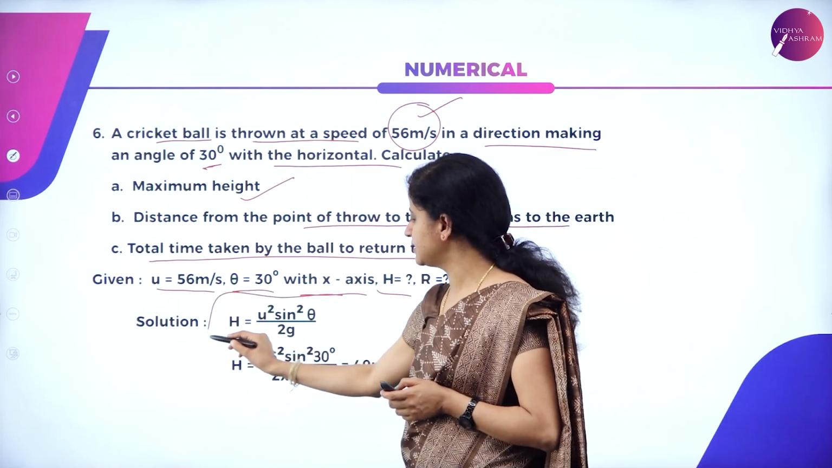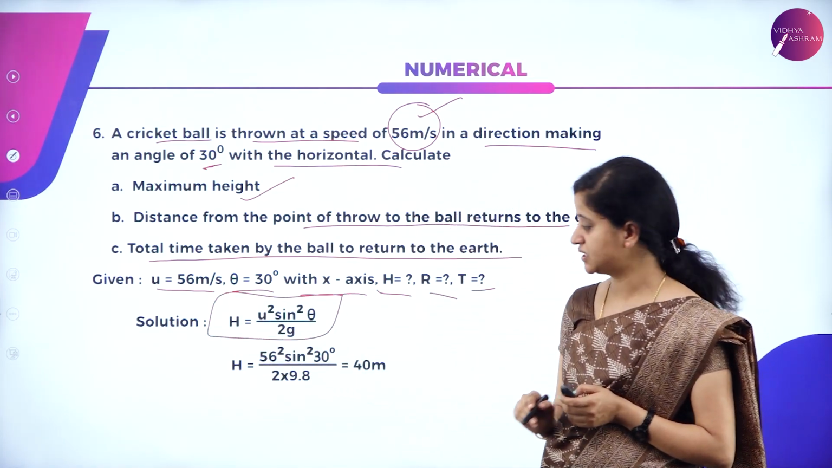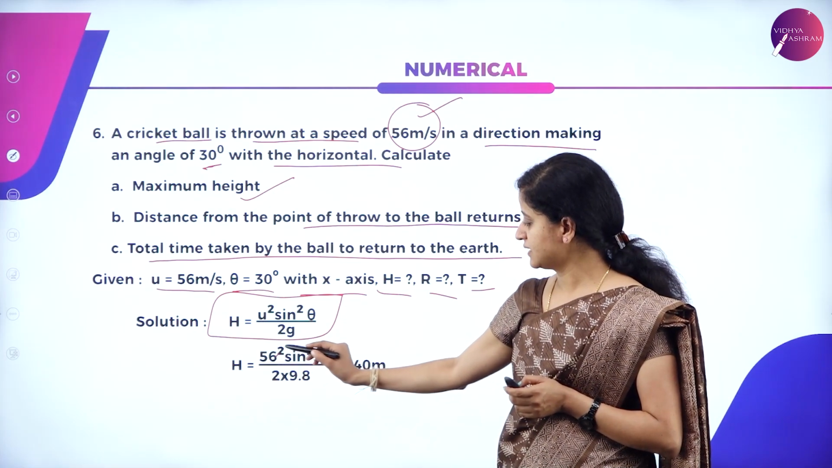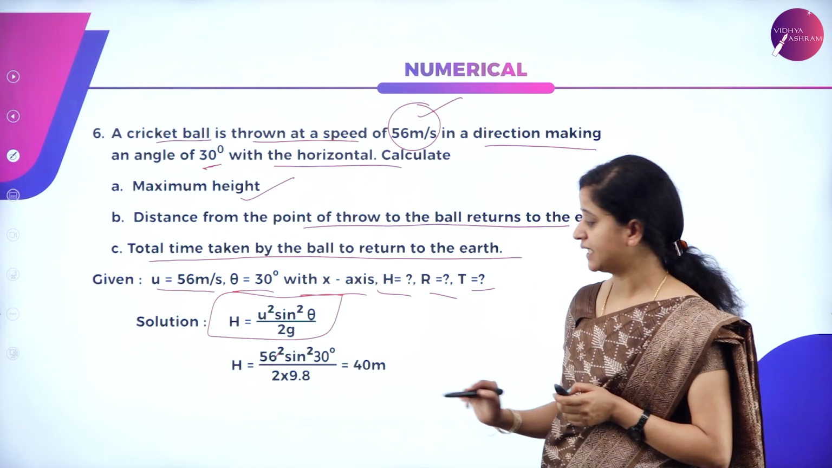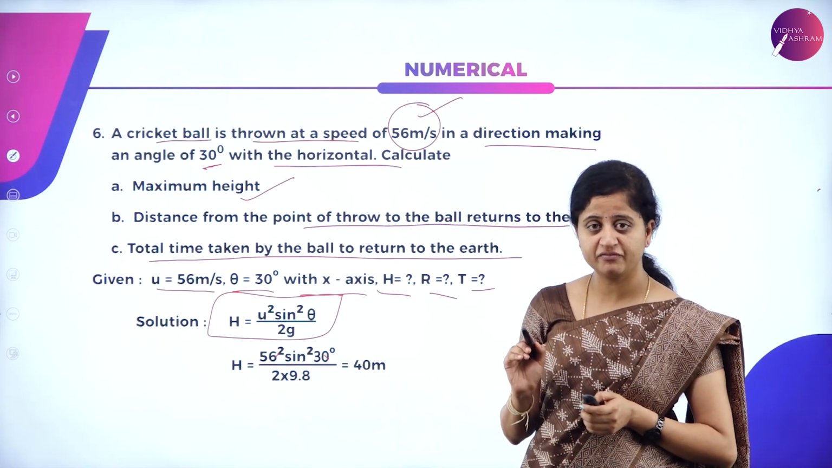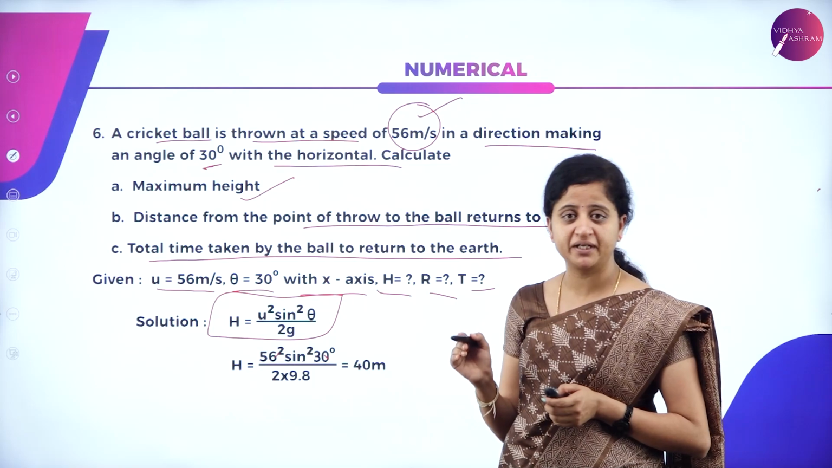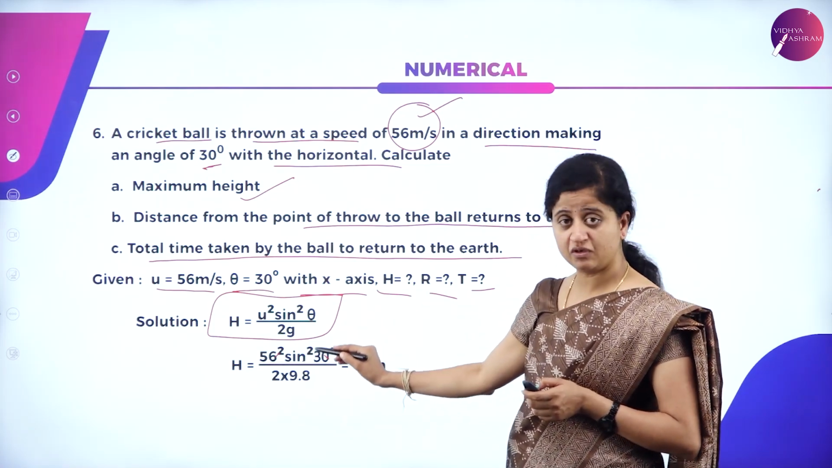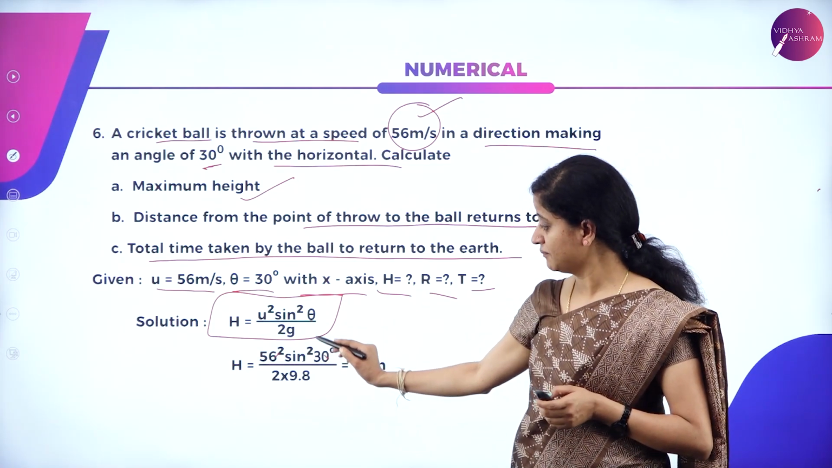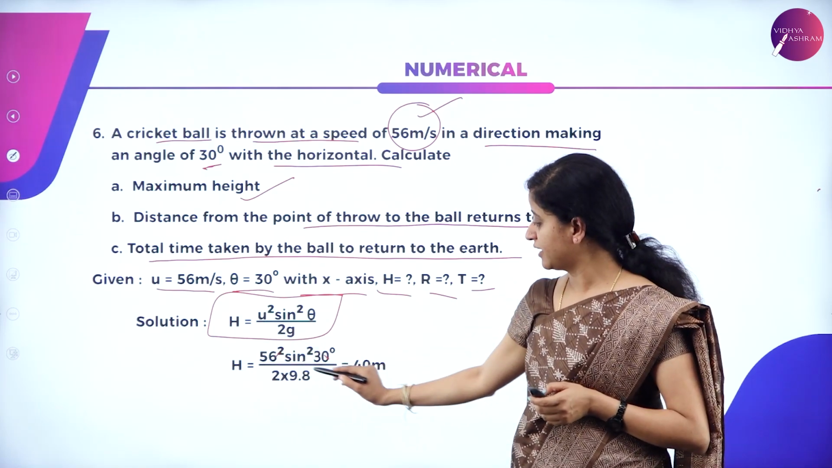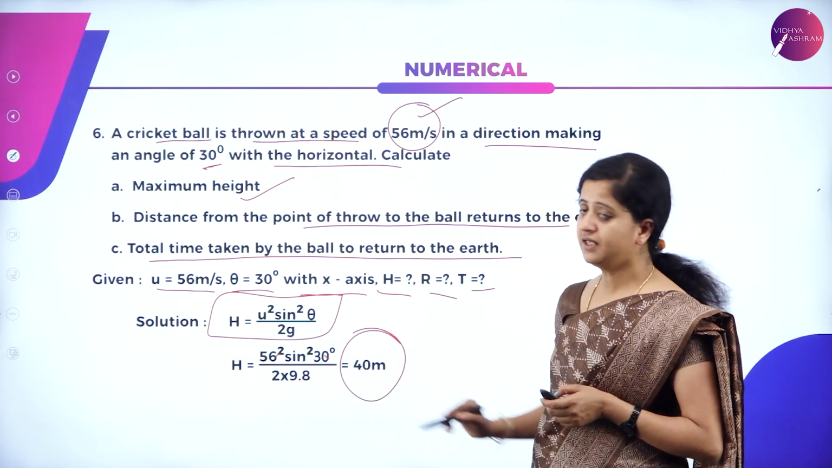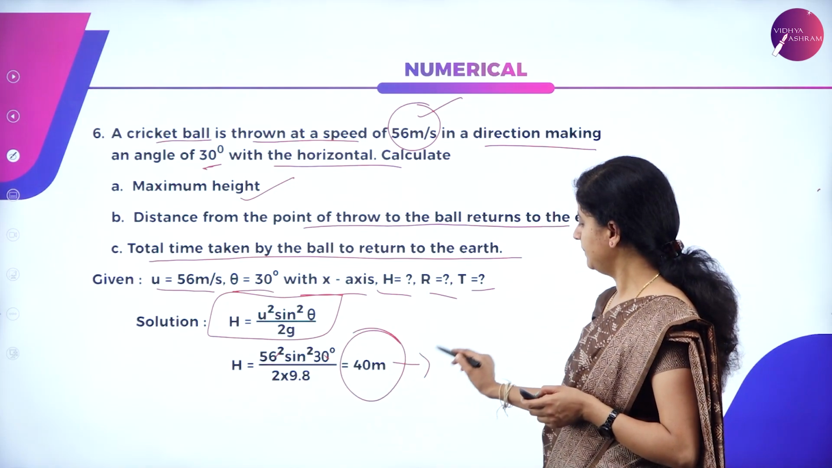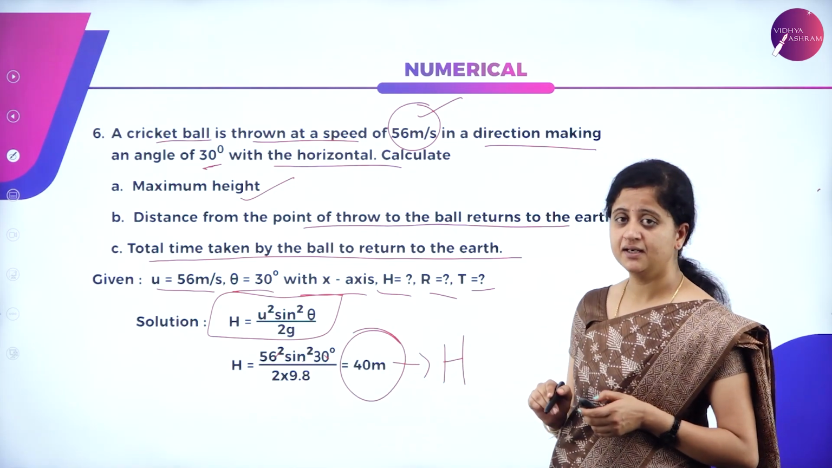Maximum height formula is u square sine square theta by 2g. So we get 56 square sine square 30 divided by 2 into 9.8. So sine 30 value is 0.5 because sine 30 is 1 by 2. So 0.5 into 0.5 because it is sine square, into 56 square divided by 2 into 9.8, that is 19.6, which gives you 40 meter. So 40 meter is the maximum height a ball can reach.